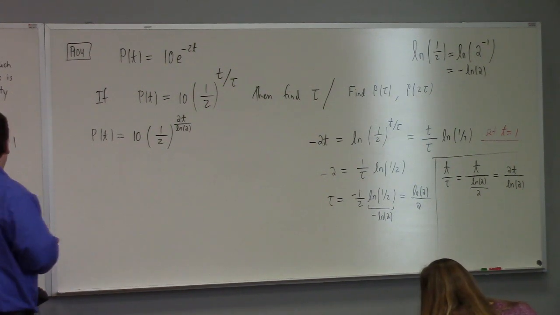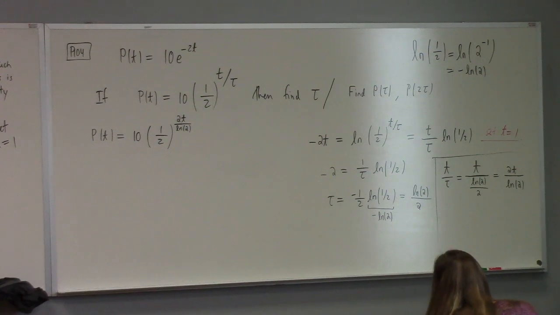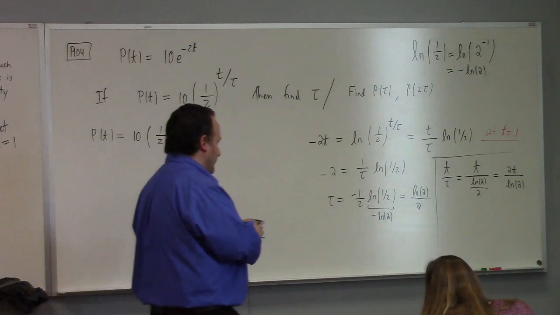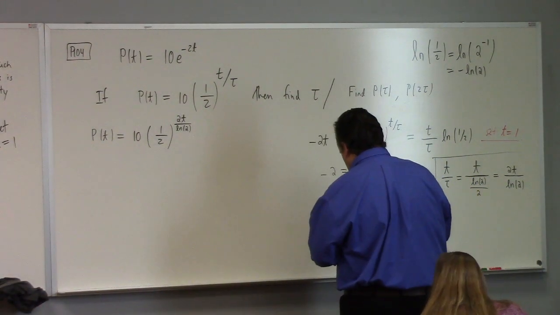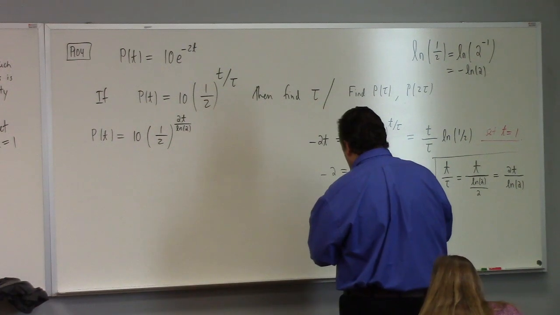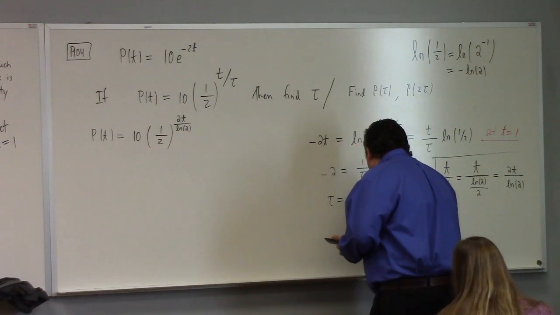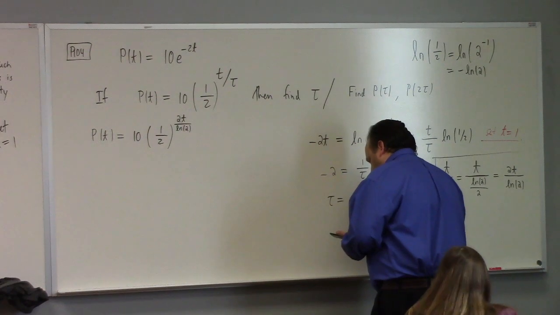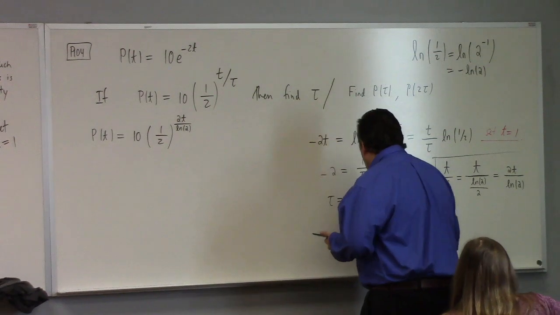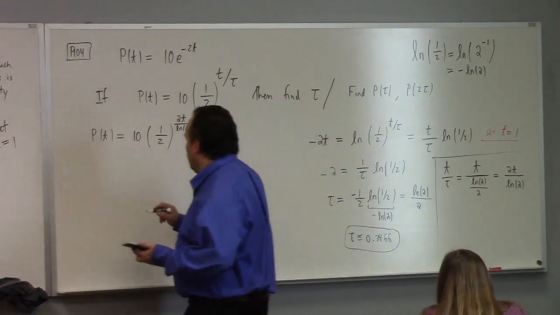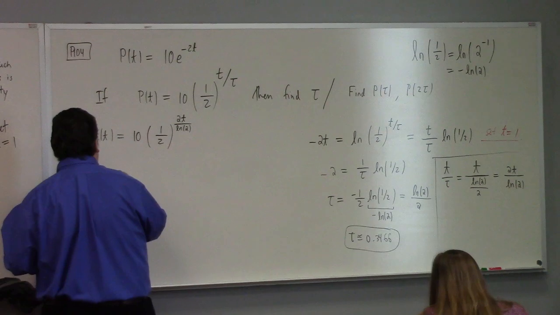I've lost track of what my question was. My question was to find tau, right? So we did that. That's the value of tau. We can figure out numerically that too. So tau was the natural log of 2 divided by 2. So tau is about 0.3466 approximately. All right. Now, what are we going to get if we put P of tau?